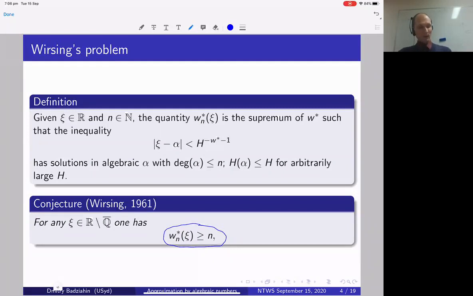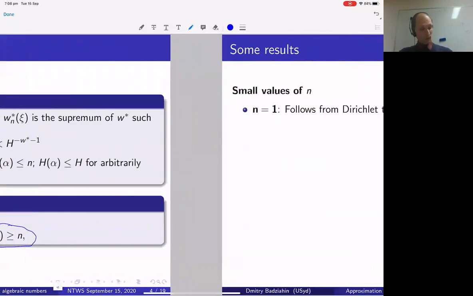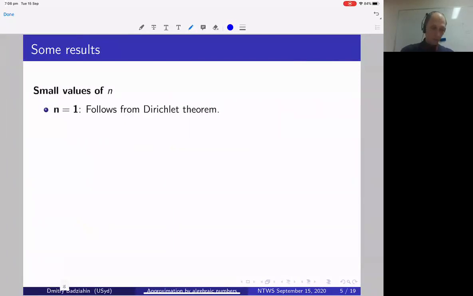Now, before we go into some proofs and some ideas, let's have a look at what is already known about this conjecture. First of all, this conjecture is known for small values of n. For n equals 1, that's basically the classical Dirichlet theorem. So basically, we have psi minus p over q is always smaller than 1 over q squared. So w_1 star of psi is always at least 1. So that's basically the Dirichlet theorem.